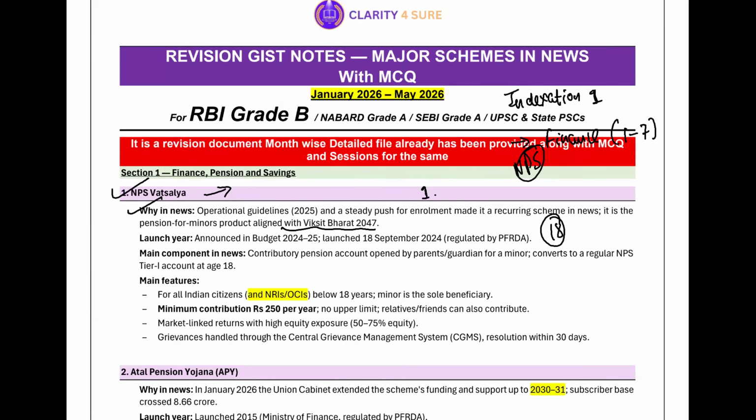ये note down कर लो objective में. Converts into regular NPS at the age of 18. Is it clear? Important point for RBI Grade B examination.